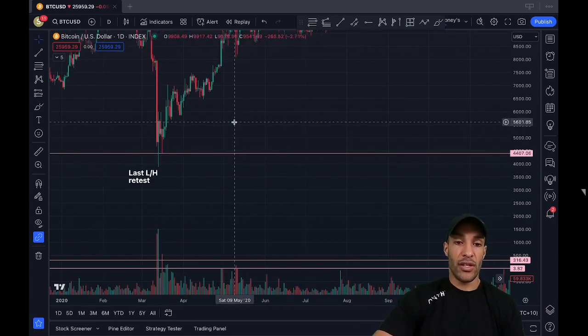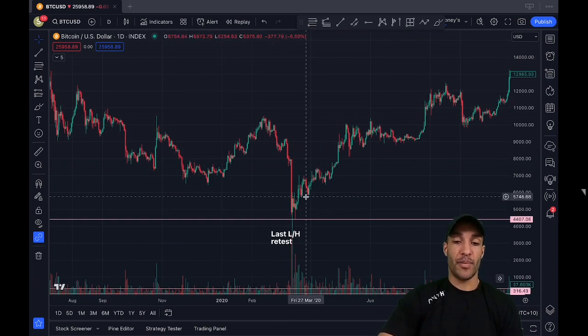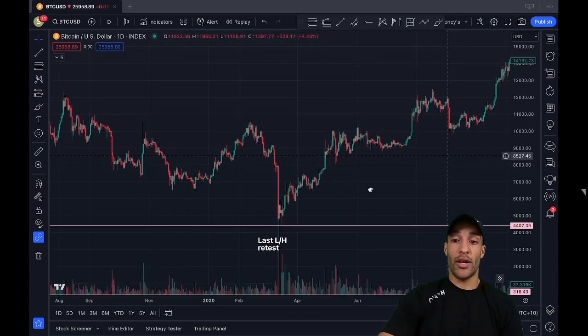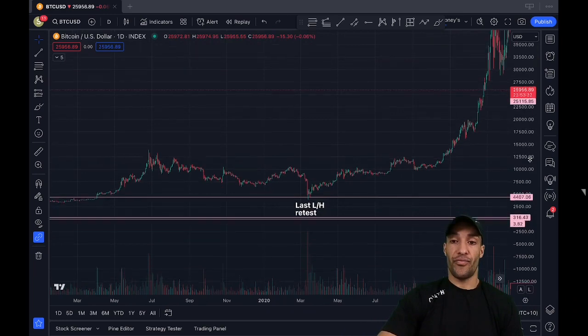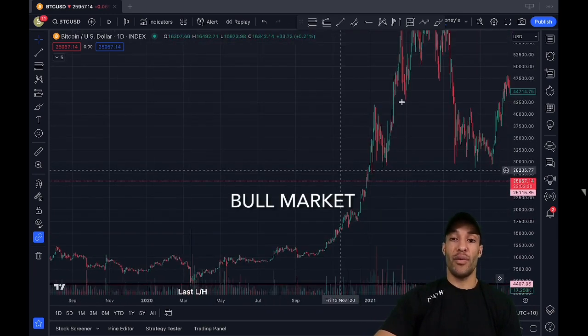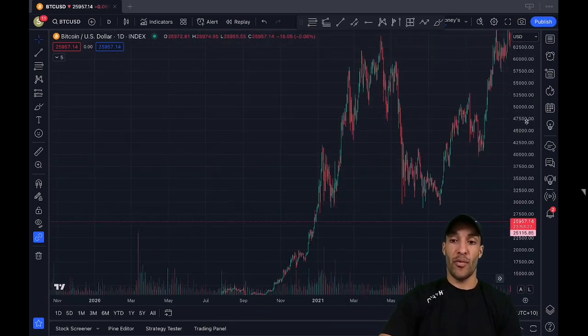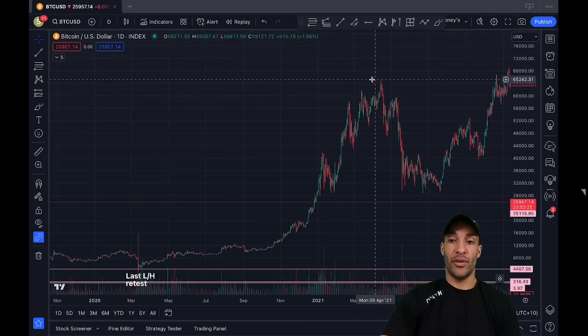We closed a daily candle above that level. From there, price began to rise quite sharply. Now, from there, that was the full-on bear market. That's when we pretty much were just going one direction all the way up to 65K.